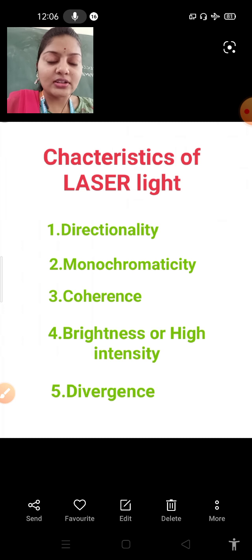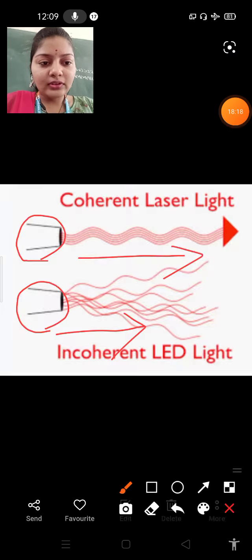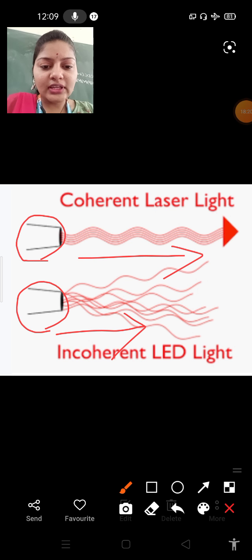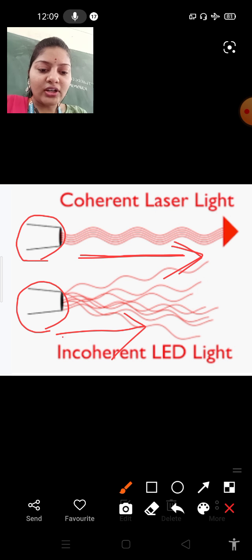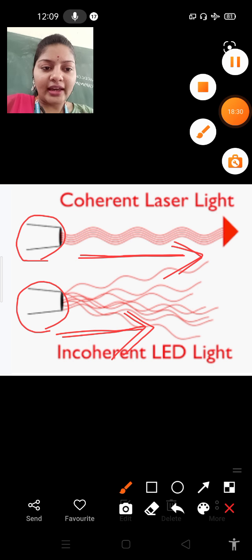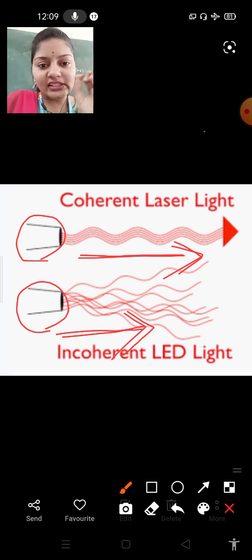Now coming to coherence. Laser light has high coherence. In the next slide we will see coherence. Here, this is coherent laser light and this is incoherent light. The incoherent source has a disturbed light wave, meaning the spreading nature is heavy. In the case of coherent light, there is no spreading nature.